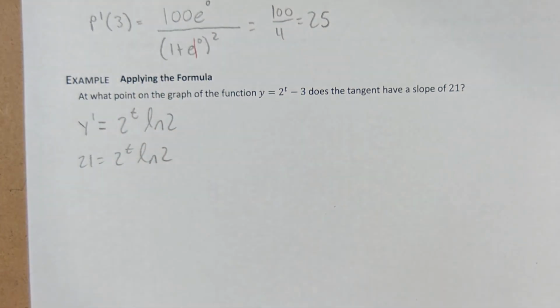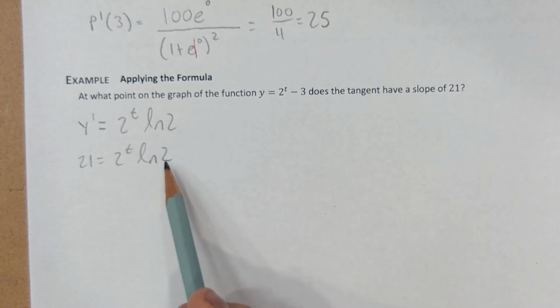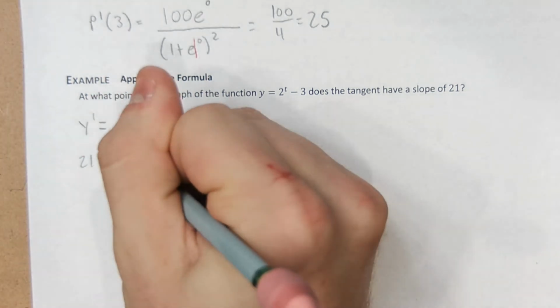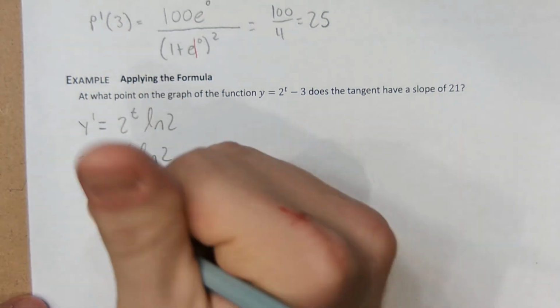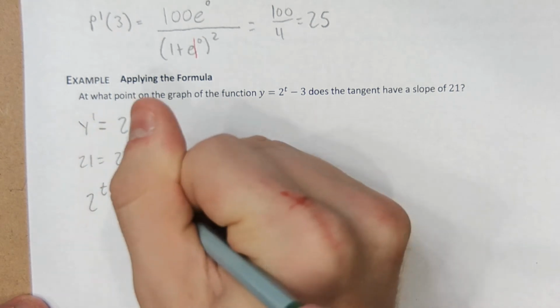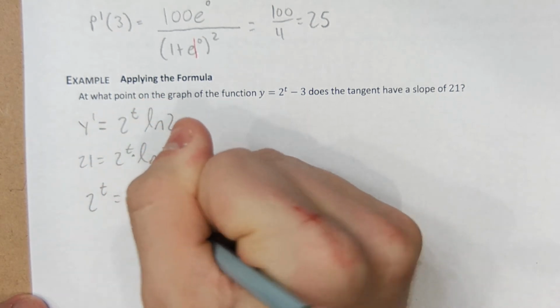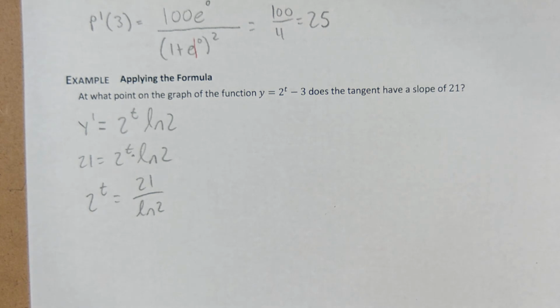And we're trying to solve for t. ln of 2 is a number. So since it's being multiplied here, trying to isolate t, I can divide both sides by ln of 2. So 2 to the t is 21 over the ln of 2. Now at this point, I want this t out of the exponent position.